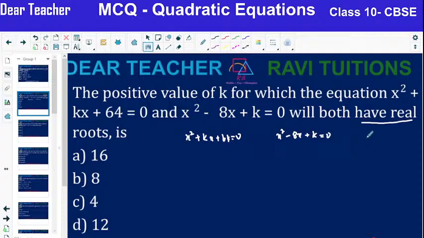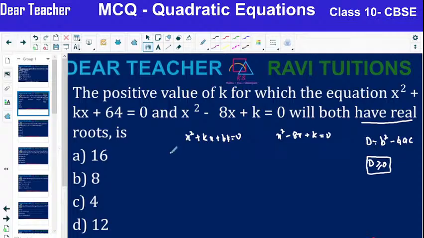Both have real roots means it depends on the discriminant, that is equal to b square minus 4ac. Real roots means D is greater than or equal to 0. Only real roots; equal, unequal, nothing is given. So D is greater than or equal to 0, then roots are real. You must be remembering these conditions. Otherwise, you can't go ahead.